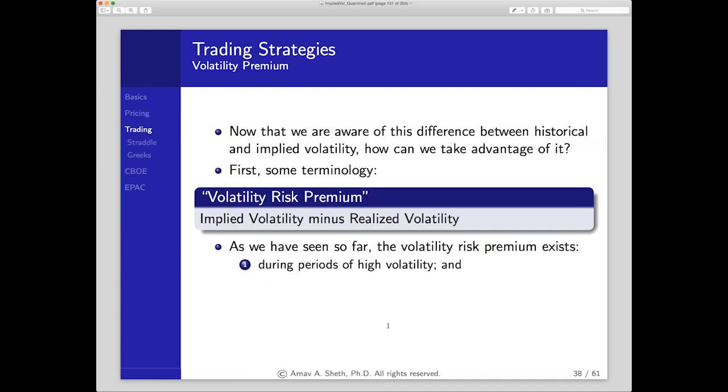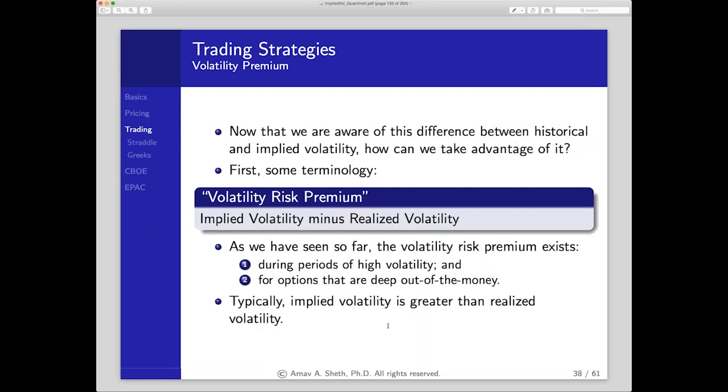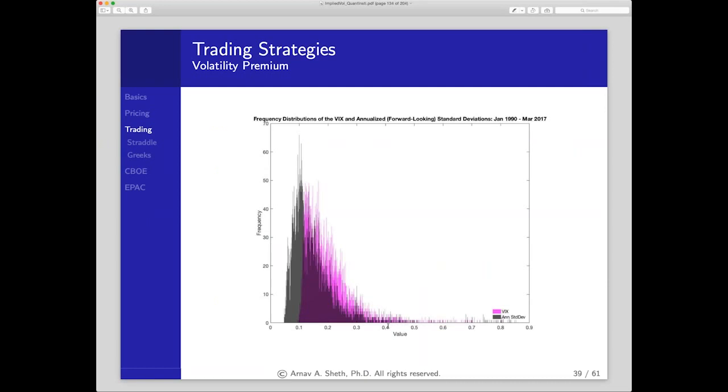In that previous slide, I showed you the error in Black-Scholes prices versus market prices is greatest during periods of high volatility. So it turns out the implied volatility is higher than it should be during periods of high volatility. So we have a higher volatility risk premium. And it also exists for options that are deep out of the money. Okay, typically implied volatility is greater than realized volatility.